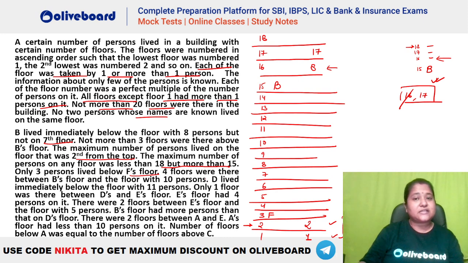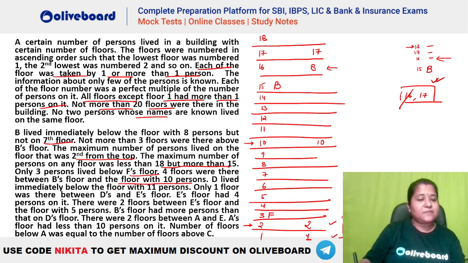Now for 10 persons, again we know that the floor number has to be a multiple of 10. So you can see 10 persons can be here, right? Because floor number 10 is a multiple of 10. Any other possibility? No, because the floor number should be a multiple of the number of persons. So you can see we do not have a 20 or 30 here. So the only possibility is 10 persons here. Now 4 floors are there between B and 10, so you can see 1, 2, 3, 4. That is anyway true here. Okay, that is done.